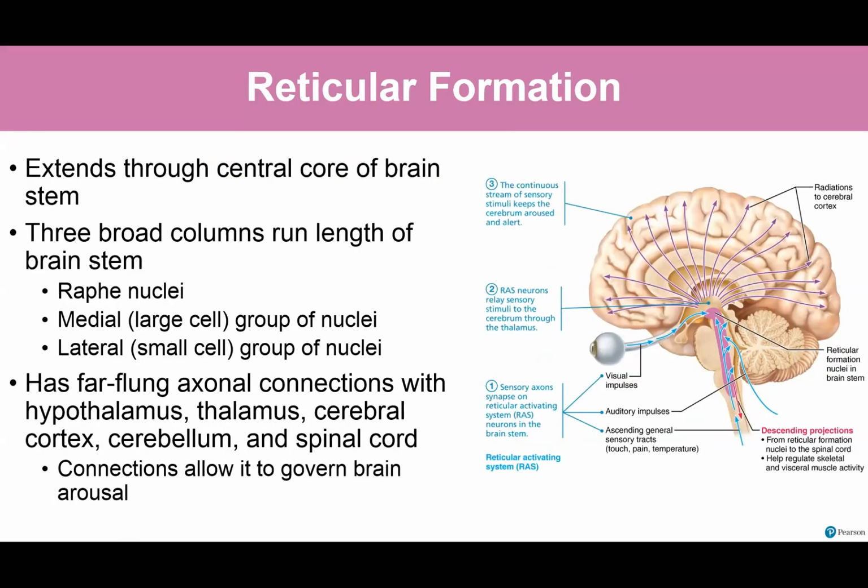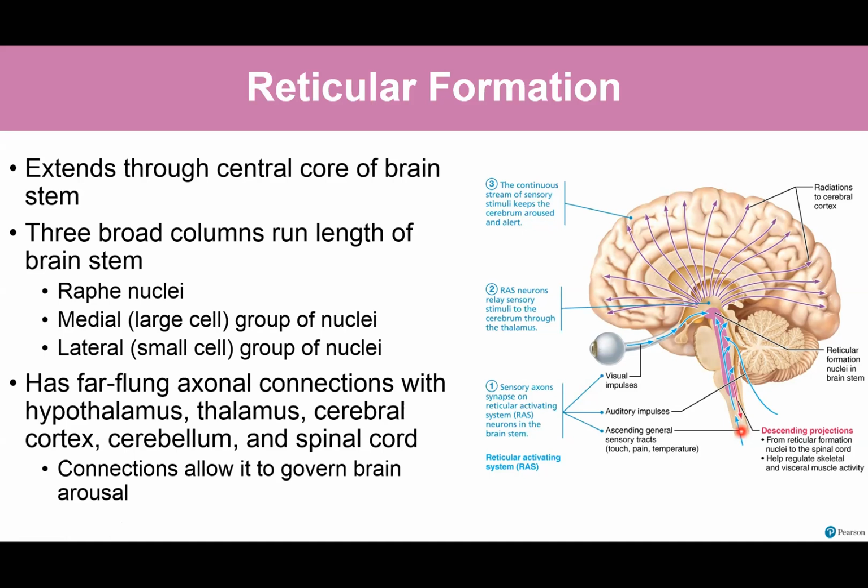So the second functional system then is the reticular formation, and the reticular formation basically just extends through the central core of the brainstem. So we can see it's this pink-looking structure here. It has 3 columns that are going to run the length of the entire brainstem. So we have the raphe nuclei, the medial group, and a lateral group of nuclei. And then it also has these axonal connections with the hypothalamus, which we see here, also with the thalamus, the cerebral cortex, with the cerebellum, and with the spinal cord. And because the connections are so widespread, they allow the reticular formation to govern brain arousal.